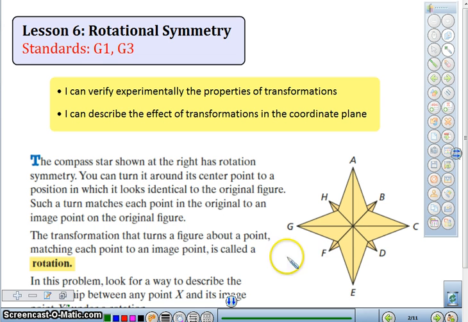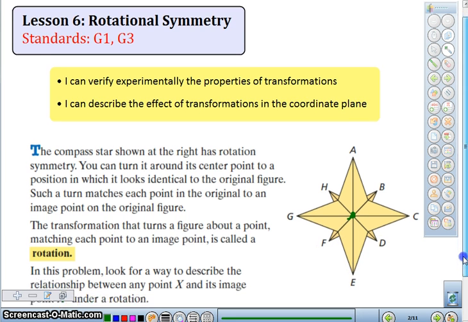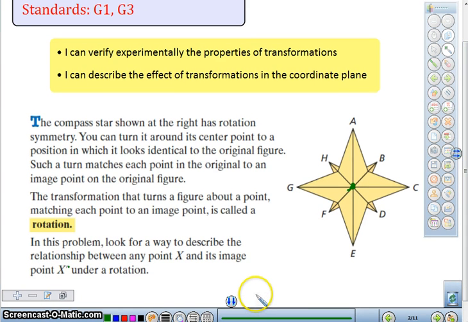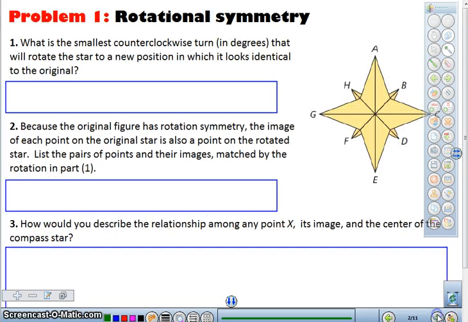The compass star, as shown at the right, has a rotational symmetry. You can turn it around the center point to a position where it looks identical to the original. Such a turn maps the point of the original to an image point on the original figure. The transformation turns the figure, so this is called a rotation. In this problem, we look at ways to describe the relationship between the point X and its image under the rotation.